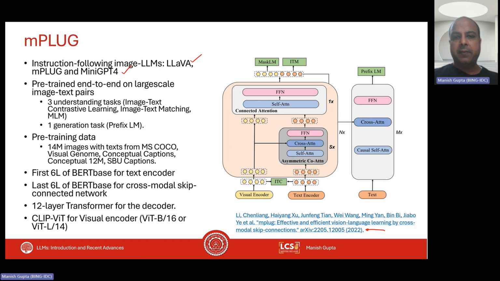The architecture is what you see on the right side. Essentially, there's a visual encoder which takes the image, there's a text encoder, and then there's a text decoder.